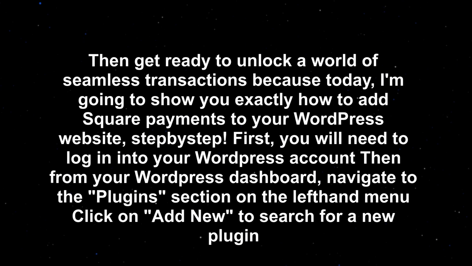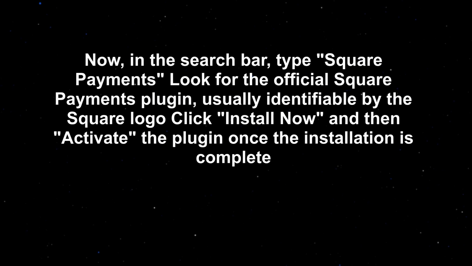First, you will need to log into your WordPress account. Then from your WordPress dashboard, navigate to the plugin section. On the left-hand menu, click on Add New to search for a new plugin. Now, in the search bar, type Square Payments. Look for the official Square Payments plugin, usually identifiable by the Square logo. Click Install Now and then activate the plugin once the installation is complete.